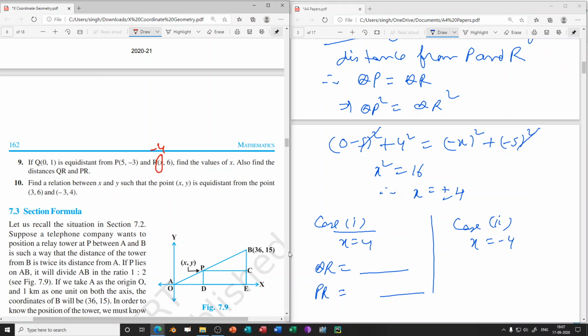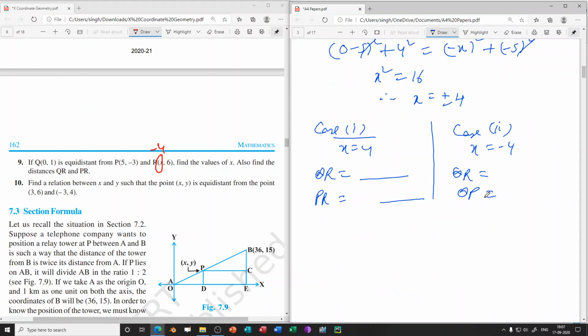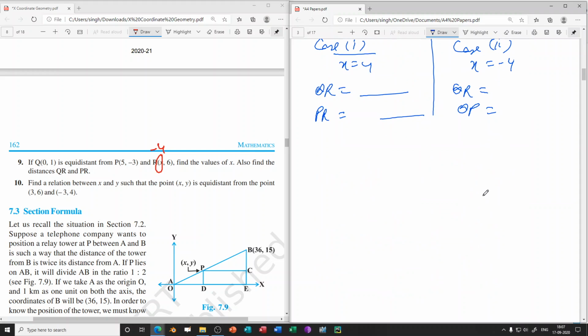Here x is to be replaced with minus 4. And y will remain as it is. In this also we will find, because we have to find QR. So QR and QP. So find QR and QP. Very small part which you have to solve, because most of the part I have solved. Only this much you try. QR and QP. So this is how we can do question number 9th one.